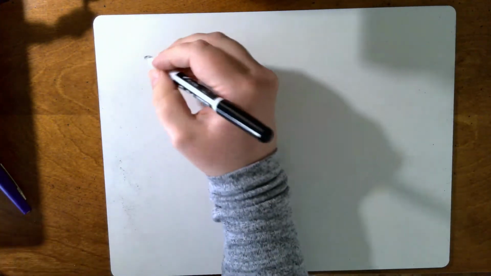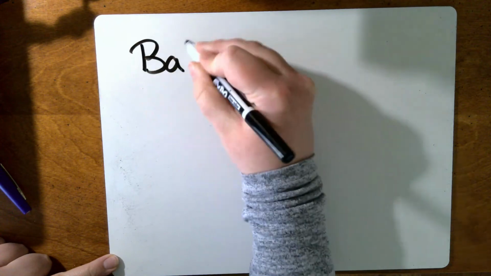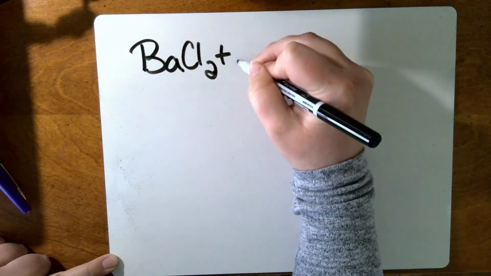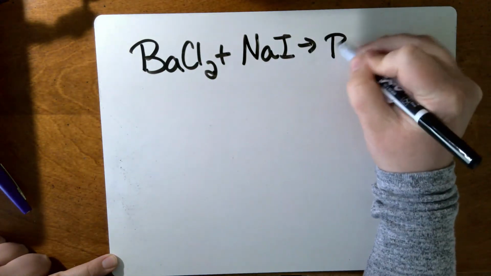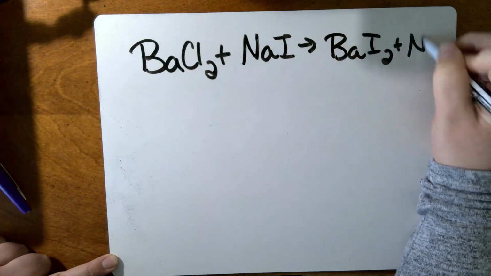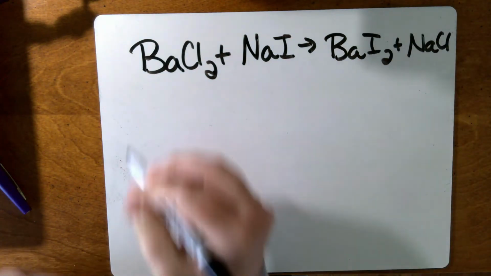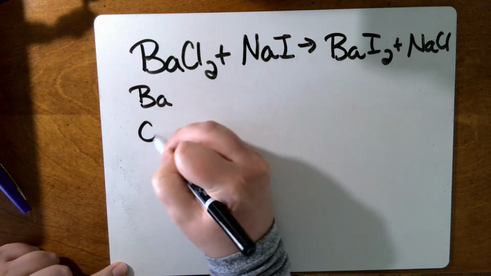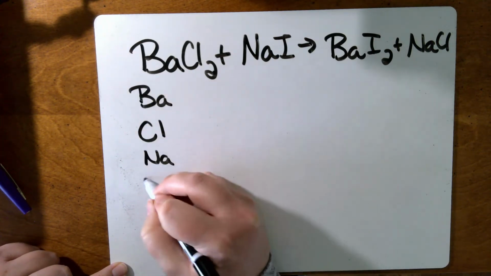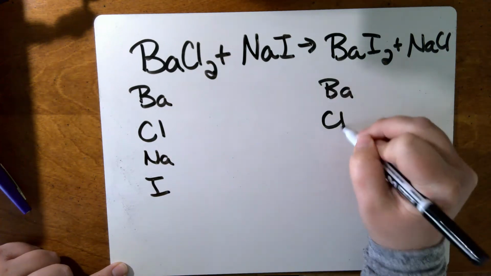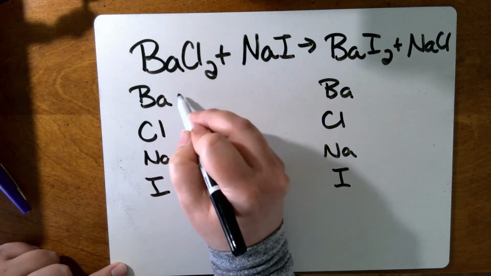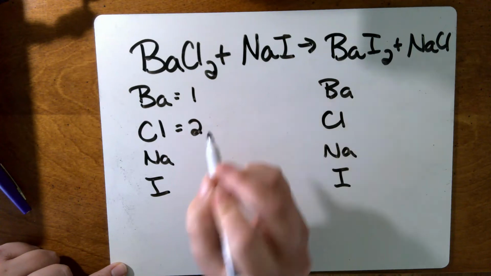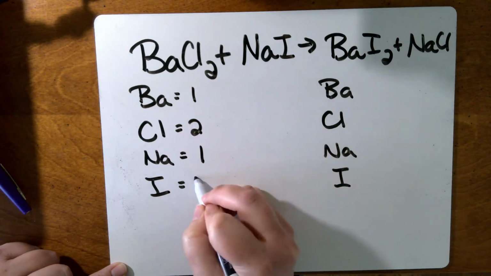So let's say that I had barium chloride plus sodium iodide makes barium iodide plus sodium chloride. Now this looks like it might be really complicated, but when we break it down with an inventory, it's not so difficult. So I have barium, chlorine, sodium, and iodine, barium, chlorine, sodium, and iodine. All right, so currently on the left side, I have 1 barium, 2 chlorines, 1 sodium, and 1 iodine.